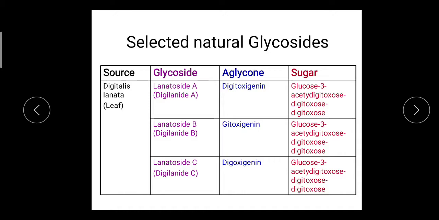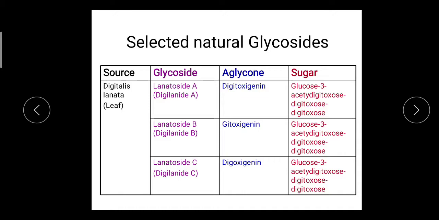Now the selected natural glycosides. The source is the leaf of Digitalis lanata. This Digitalis lanata leaf consists of three glycosides: lanatoside A, lanatoside B, and lanatoside C. Glycoside means having two parts: one is the aglycone and the second is the sugar. The aglycone part is called the genin, and the second part is the sugar.